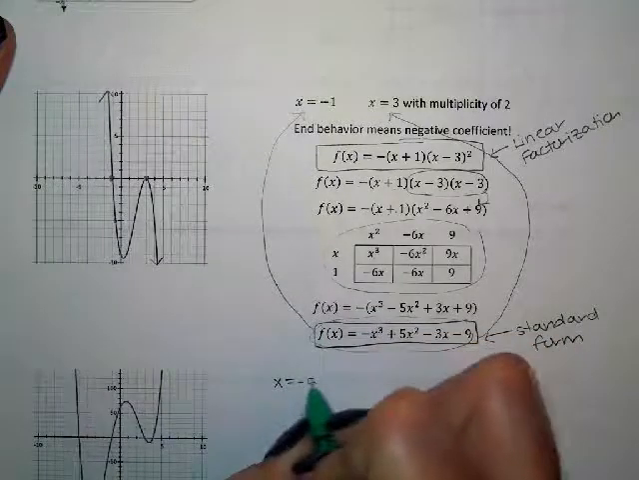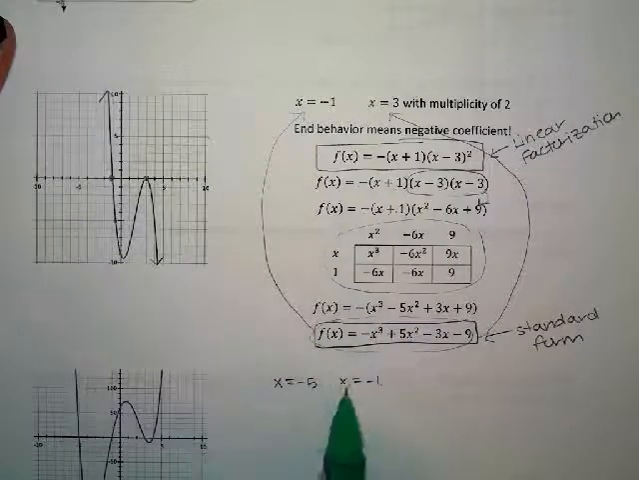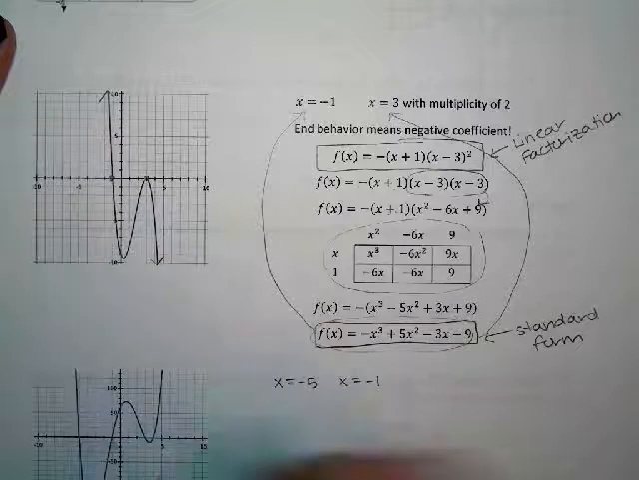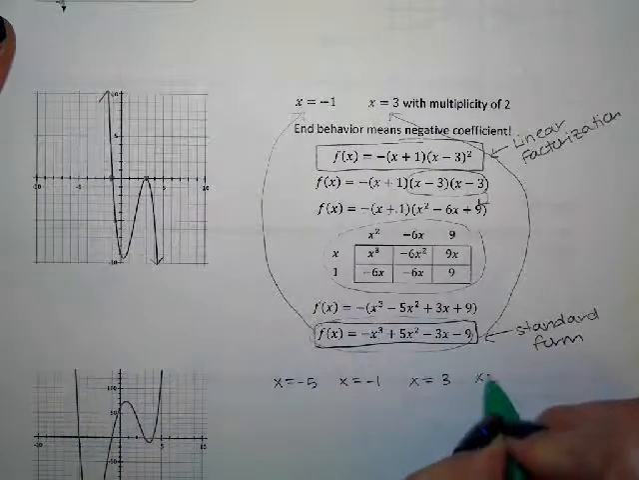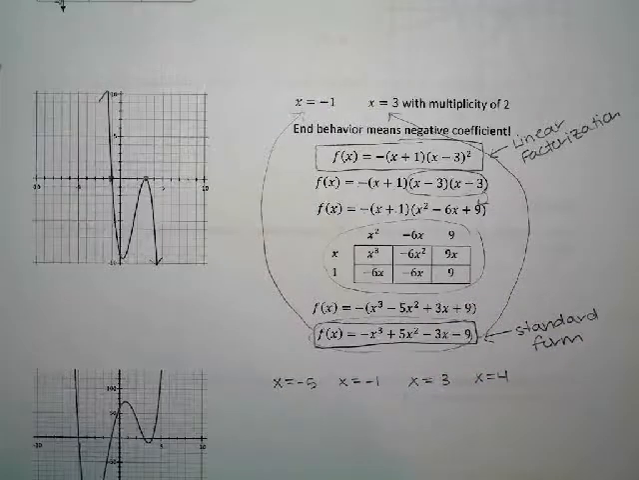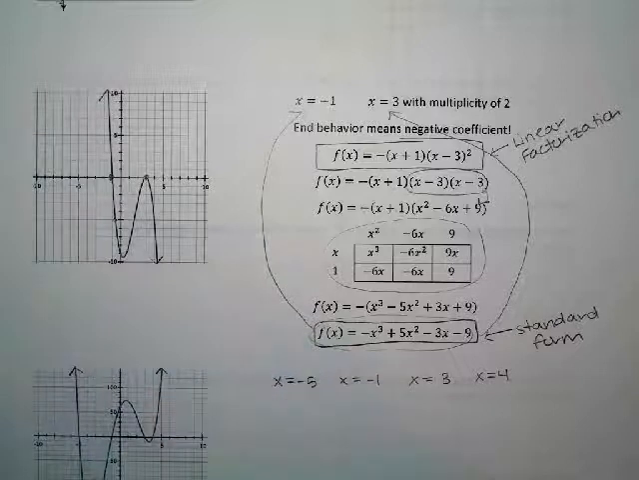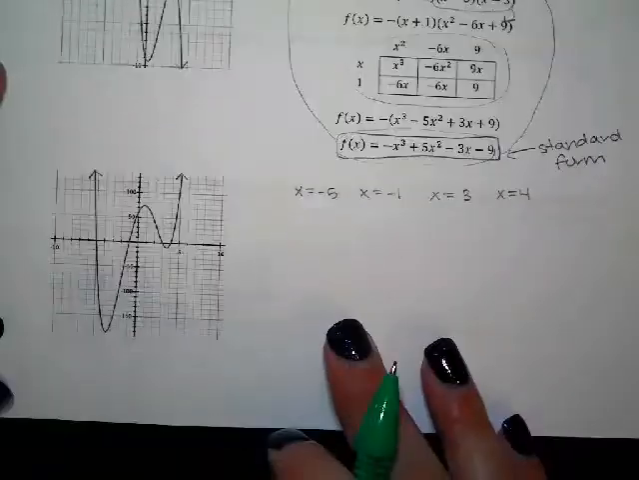Okay, so I see x equals negative 5. I see x equals negative 1. I see x equals 3. And x equals 4. And then I can see that both arrows are going up. So is that a positive coefficient or a negative coefficient? Positive coefficient. Okay, so this right here is a positive coefficient.